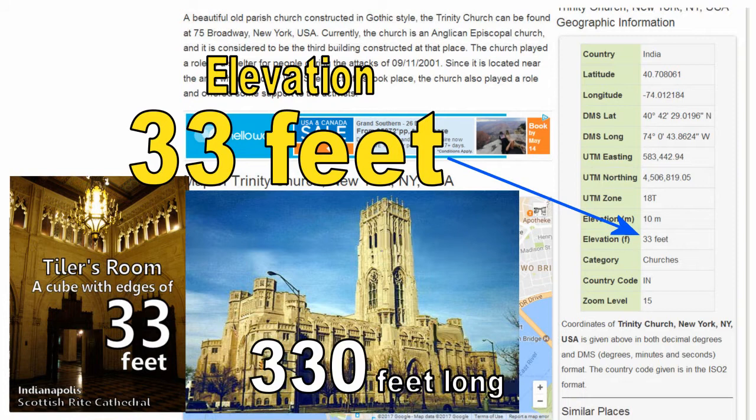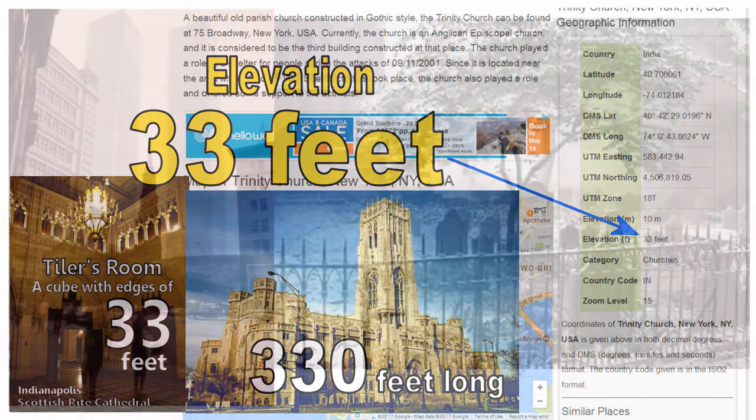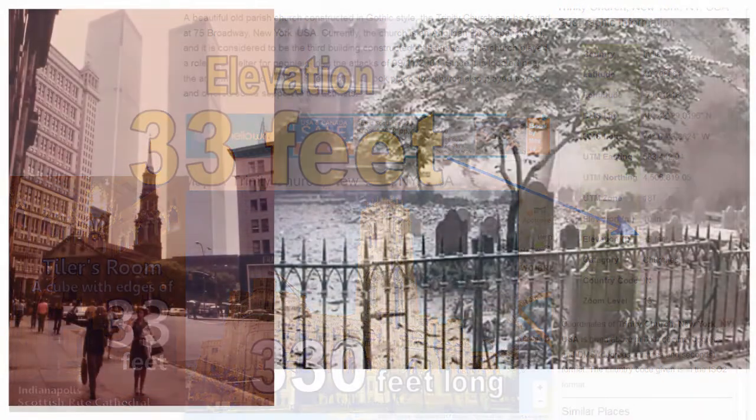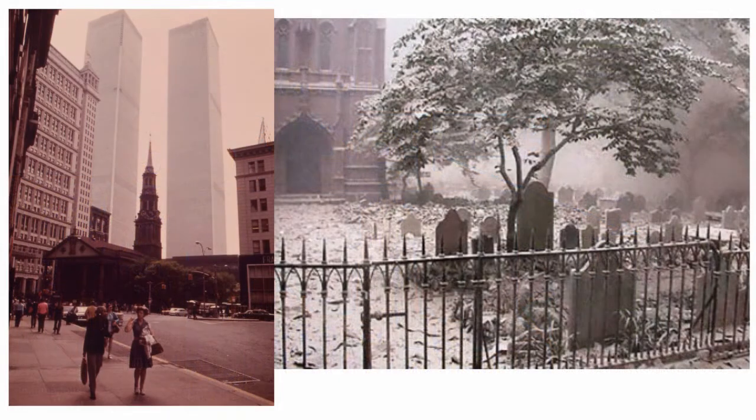The House of the Temple in Washington has 33-foot-high columns, 33 of them. The Indianapolis Scottish Rite Cathedral, the Tyler's Room, is a cube of 33 feet, 330 feet long. I've done plenty of videos to show that this 33, symbolically but also as 33 feet in measure, is very important.